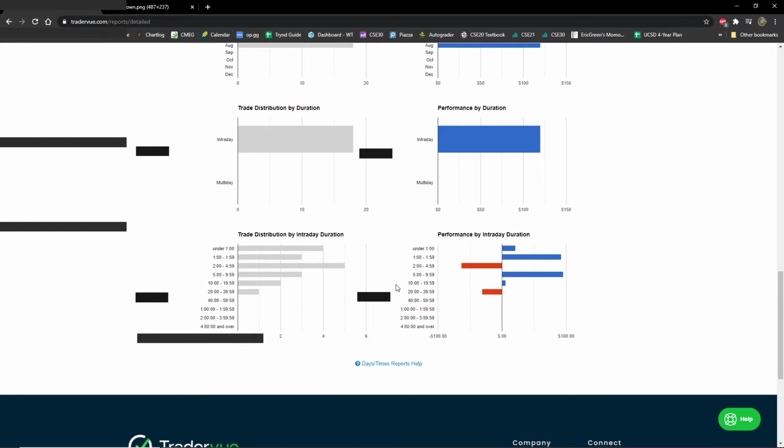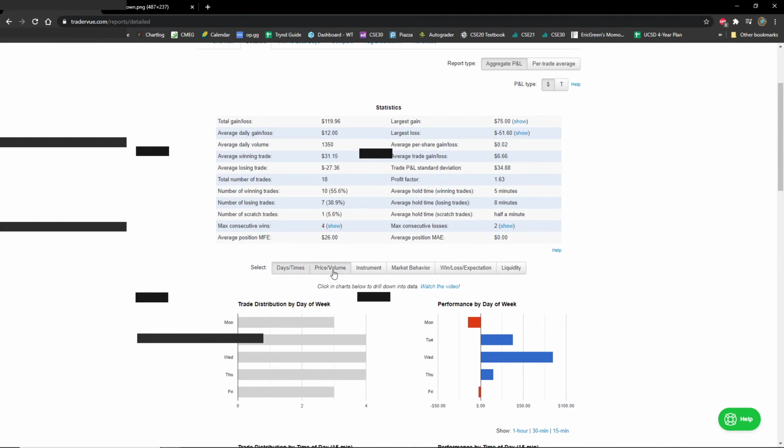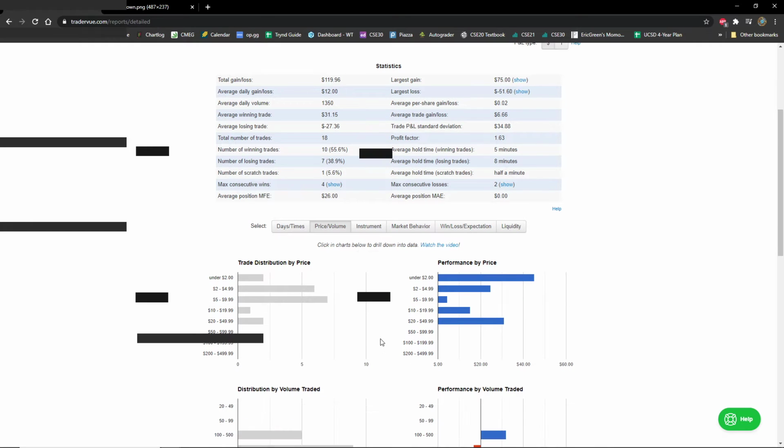Here we are. Let's see. Price and volume. So under $2 stocks, I'm doing good. I'm actually green all across the board, which is fantastic. But if you look at the trade distribution compared to how much I actually made, I'm making less than $1 per trade on $5 to $10 stocks, which is quite unusual actually. I usually do perform better.